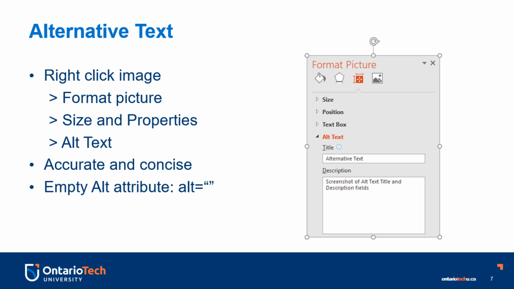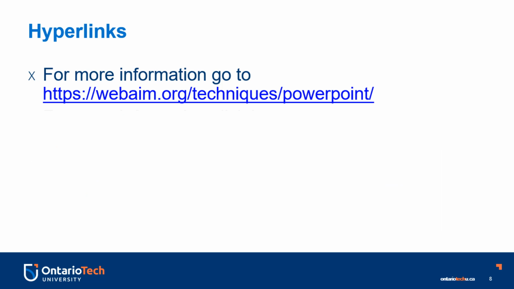Appropriate alt text should be accurate in that it presents the same content of the image. It should also be as concise as possible. If an image is purely decorative, an empty alt attribute can be used. Simply type alt equals open and close quotation marks into the description field.